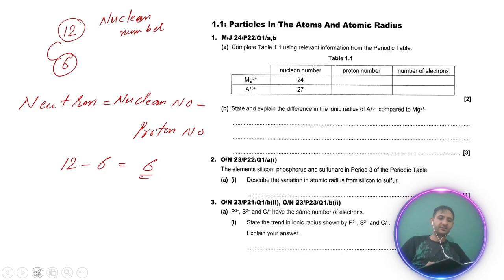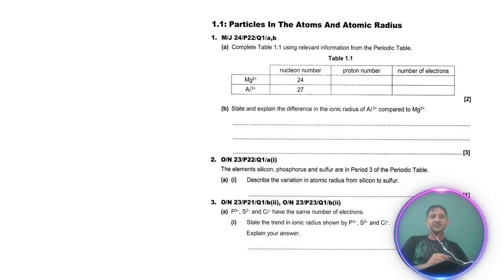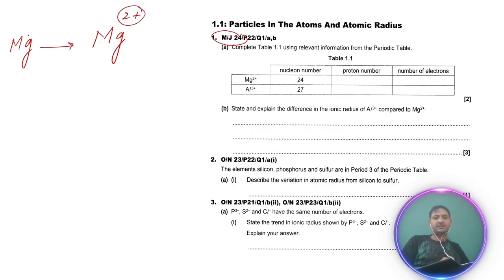So let's solve some questions side by side from your past papers. Here we have a May June 2024 question, the latest question, okay? So magnesium 2 positive. What is this 2 positive? 2 positive means a charge of 2 positive. It means there are 2 electrons less than actual magnesium. For example, if you convert this magnesium into 2 positive, it means this magnesium is losing 2 electrons. When you remove 2 electrons from the magnesium, you will notice this sign 2 positive.